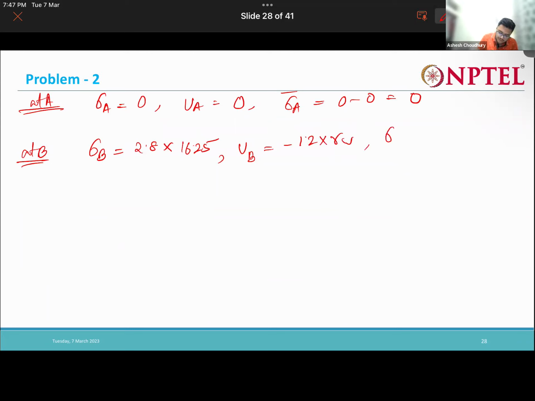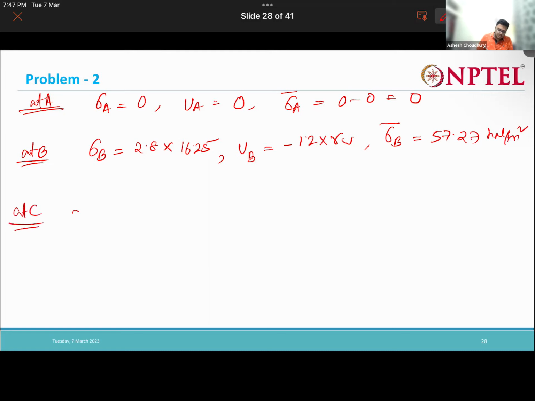So what will be my effective stress? 2.8 into 16.25 plus 1.2 into 9.81, right? That gives 57.27 kN per meter square.